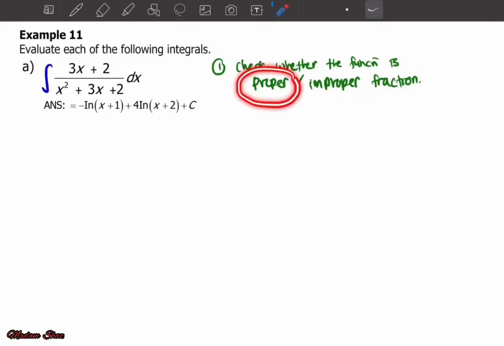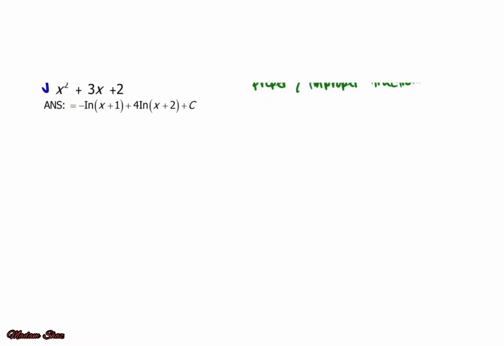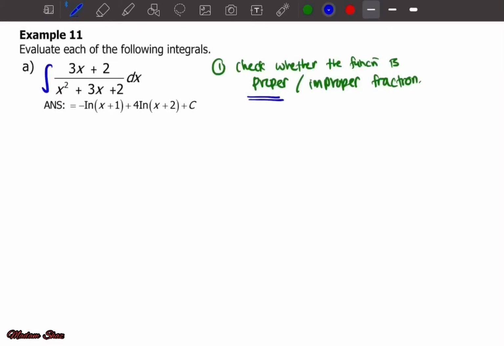For a proper fraction, the highest power will be at the bottom side. For an improper fraction, the highest power will be at the upper side. Okay, so for this question, the highest power is at the denominator. So therefore, for this example, this is a proper fraction. So let's continue for the second step.